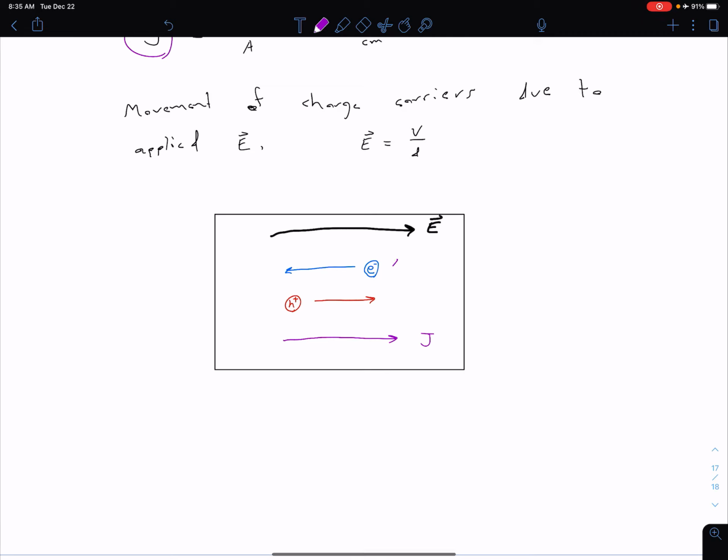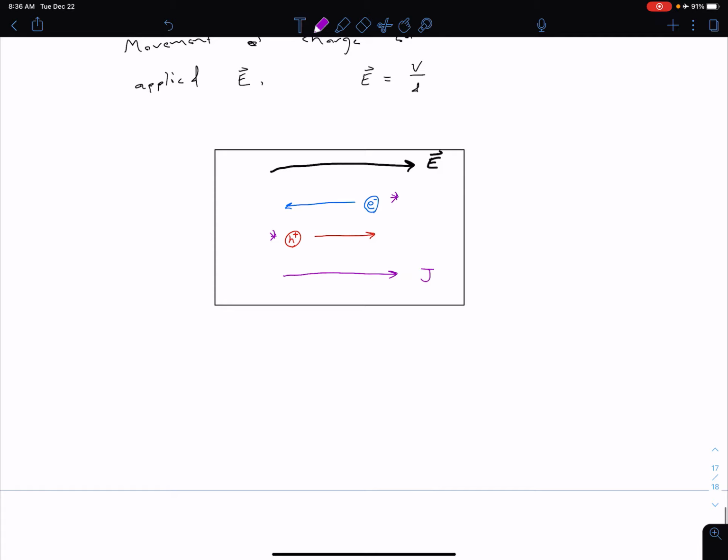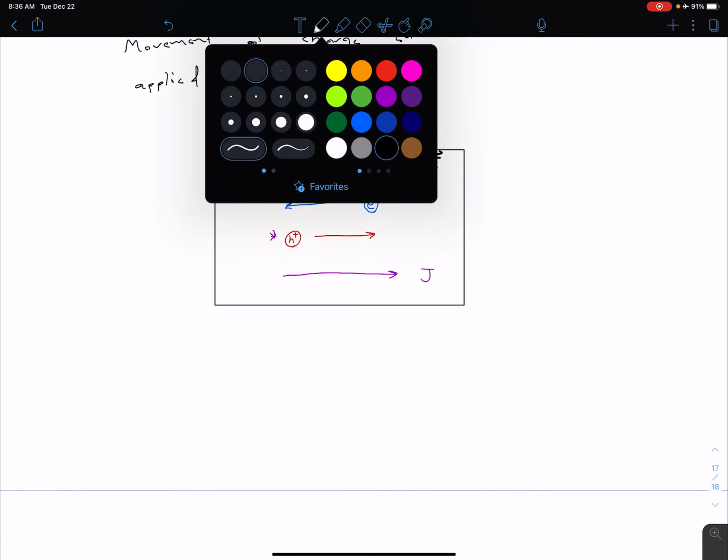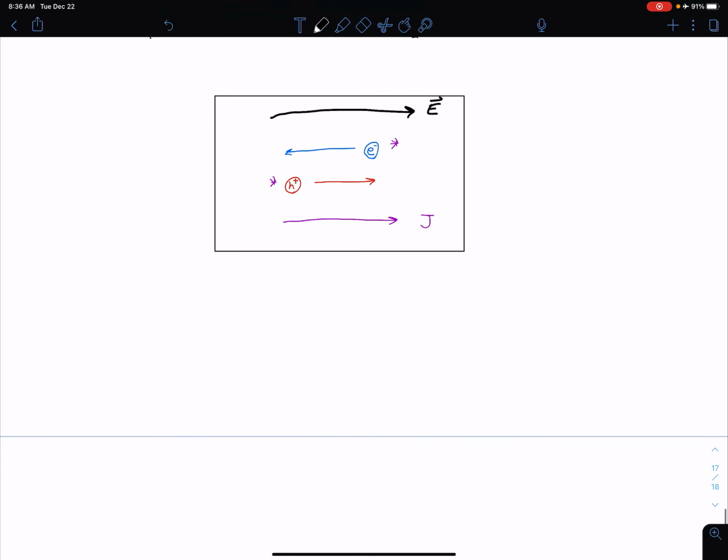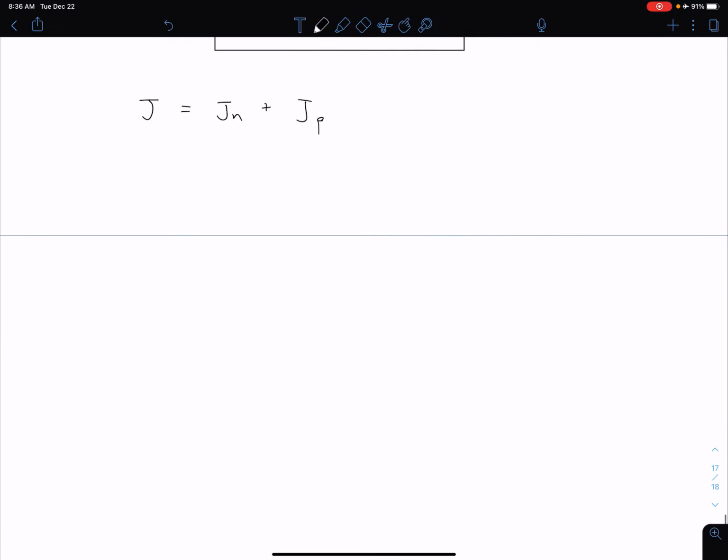So both this electron movement and this hole movement are contributing to J going from left to right. Okay, so again, we know that J is going to be comprised of those two components, one due to electrons, one due to holes. So what we can say is that our overall drift current density is equal to an electron drift current density plus a hole drift current density, J sub n and J sub p respectively. So let's take a closer look at each of those two component parts.